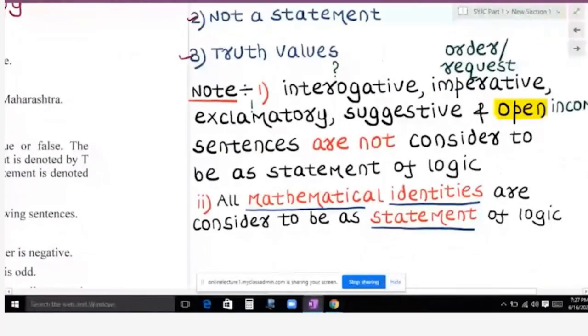जिसने नोट्स किए थे, एक बार रब कर लो. All the mathematical identities, they are being considered to be a statement of logic.